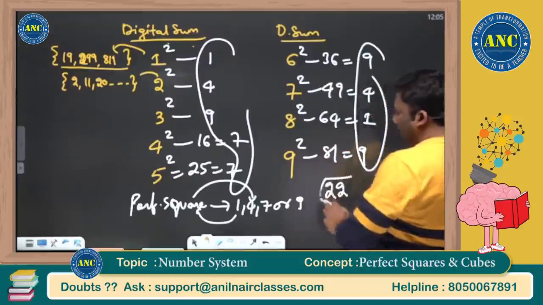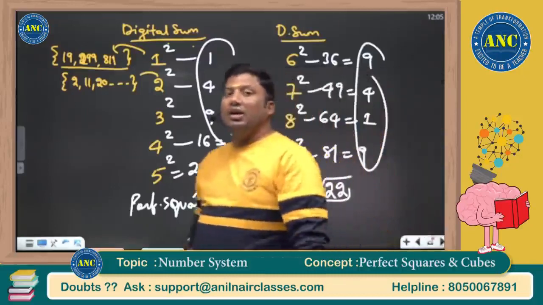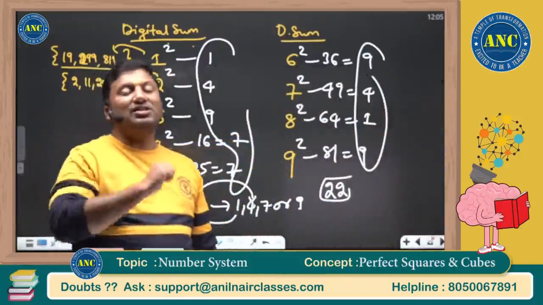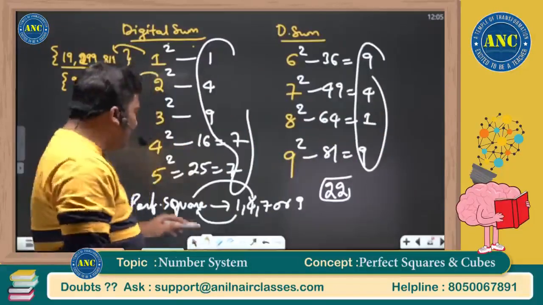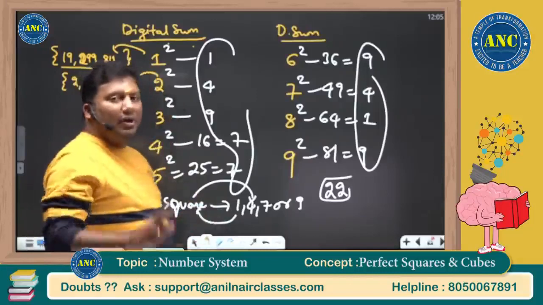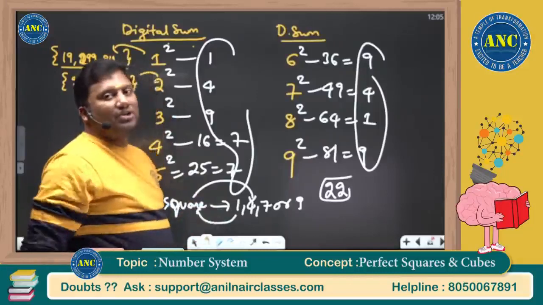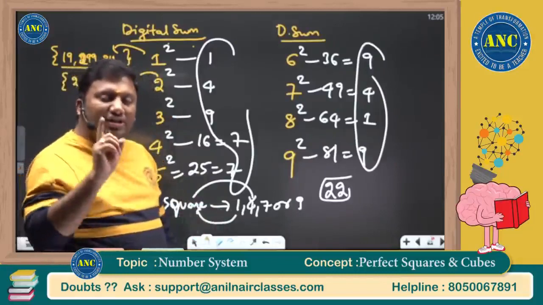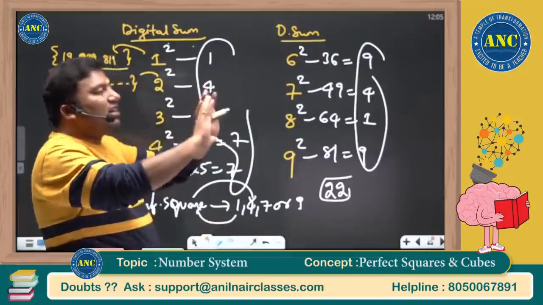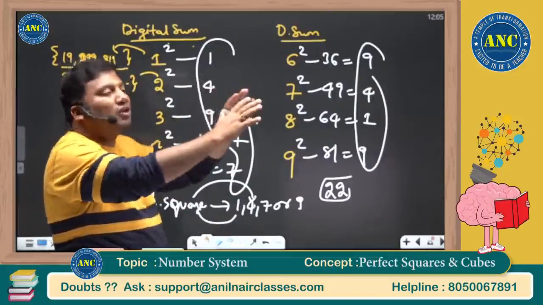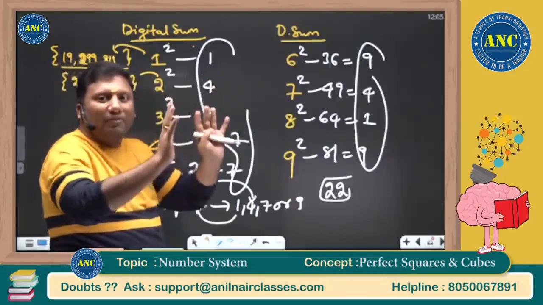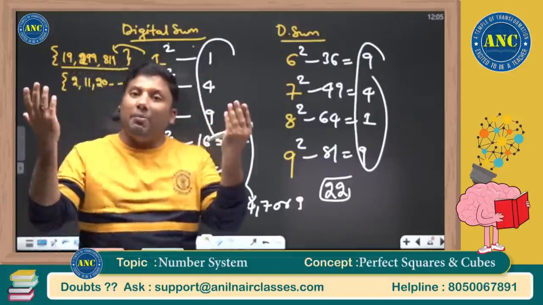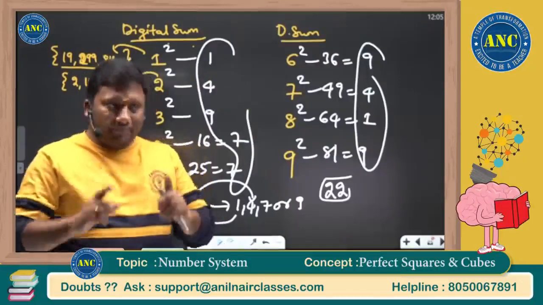Take 22. What is the digital sum of 22? 2 plus 2 is 4. Is it a perfect square? It is not. So the reverse may or may not be true. If the number is a perfect square, it should have digital sum 1, 4, 7 or 9. If a number's digital sum is other than 1, 4, 7 or 9, it is not a perfect square. If it is 1, 4, 7 or 9, it may or may not be a perfect square.